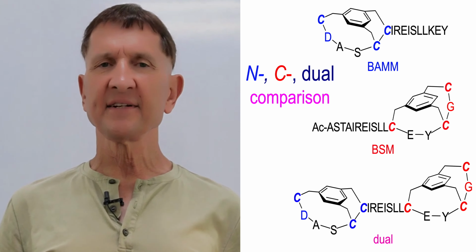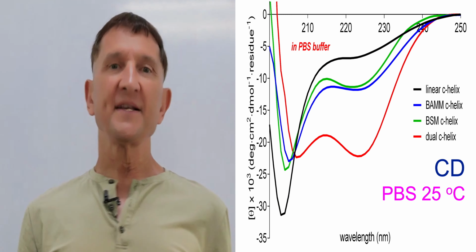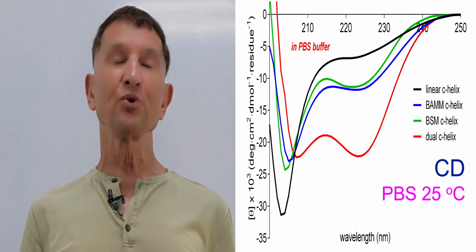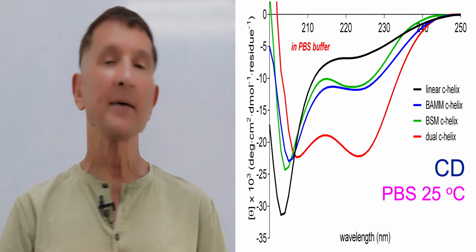And we expected the dual cap mimics would be more conformationally rigid. They were by CD. You can see this nice helical shape for the red line there. That's the dual cap compared with a linear and the C cap and the N cap controls.